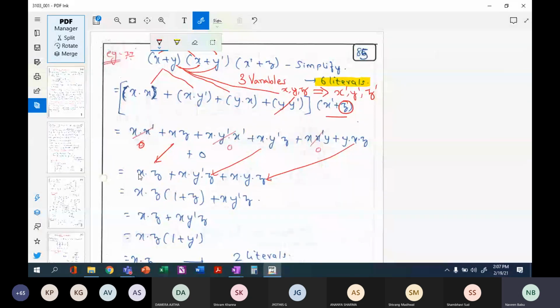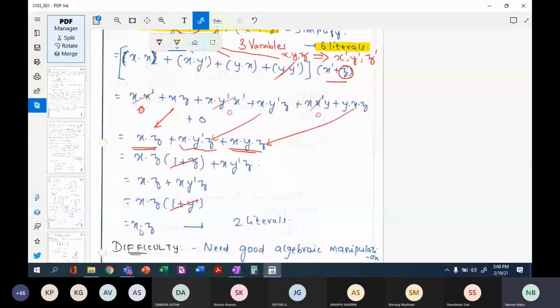So here, if you take x dot z and compare these three terms, this particular term and this particular term, the min terms, have x dot z as common. So x dot z multiplied by 1 plus z will be there, plus this particular term. 1 plus anything is 1 only, right? So this vanishes, and you will have x dot z. Again, in this also, x dot z is common. So you take x dot z, it will be 1 plus y bar, 1 plus y, anything is 1 only. So you have x dot z. If you look, this whole term has been simplified to just one min term consisting of two literals, x dot z.